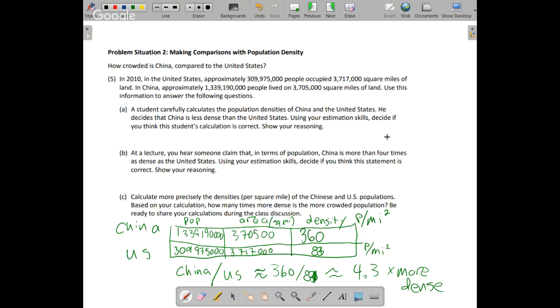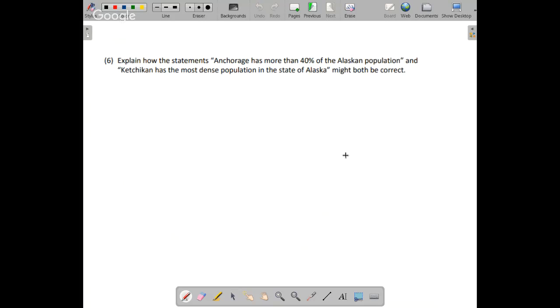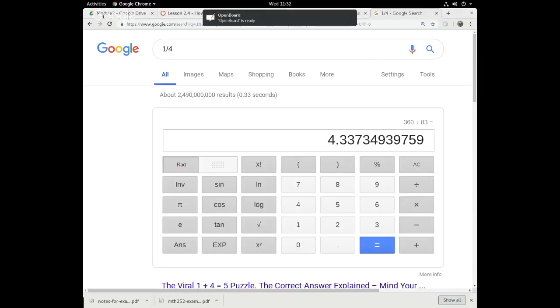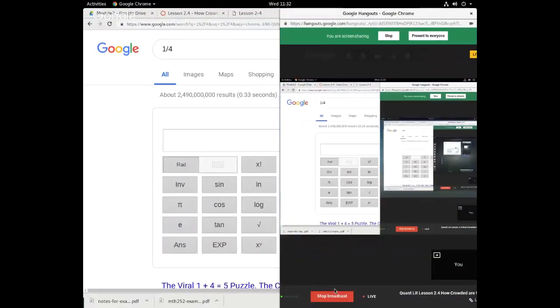All right, there is one more question for you to consider here, and I'm going to leave that up to you. Explain how the statements "Anchorage has more than 40% of the Alaskan population" and "Ketchikan is the most dense population area in Alaska" can both be correct. Let me know. So take care, do good math, have fun. See you soon.